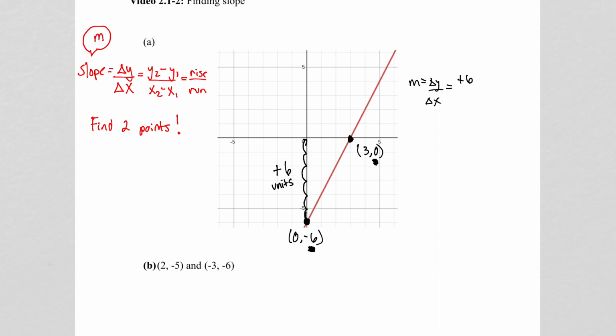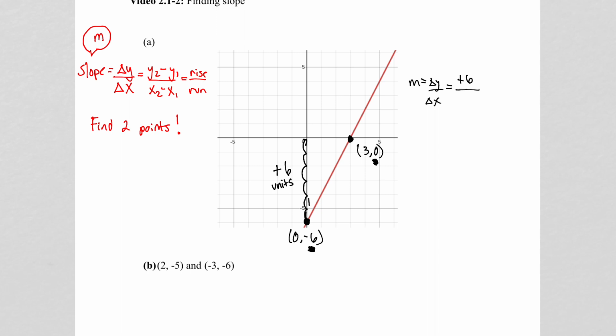Now, notice I counted boxes going up. That worked in this particular case because our graph is scaled by ones. You have to be very careful if your graph is scaled by something other than ones. So for instance, if each box was worth 3, counting boxes wouldn't work in that case unless you ensured that you were counting by 3s.